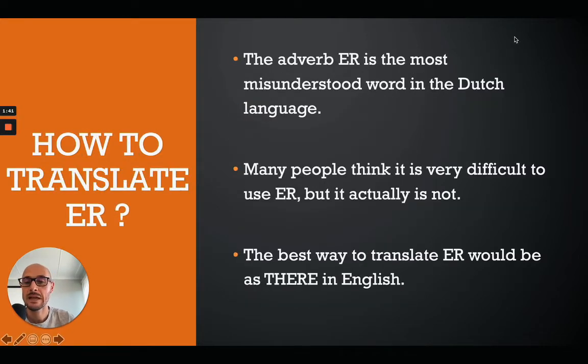Now, how to translate "er" in English? First of all, the adverb "er" is the most misunderstood word in the Dutch language, I feel, because many people feel that it's quite difficult to use it, but once you understand it, I think it can actually be an asset, because if you know how to use "er" in a good way, it can facilitate your life a lot, especially when you try to speak Dutch. So it's not that difficult to use, and then the best way to translate "er" would be there, as in "er is", there is, "er zijn", there are.